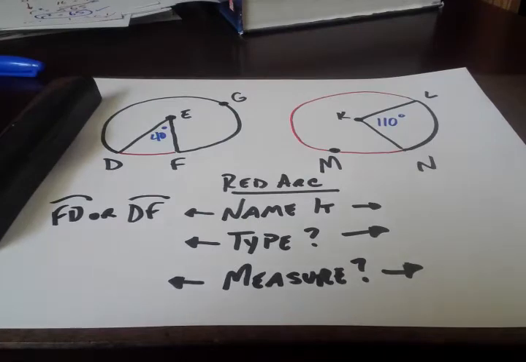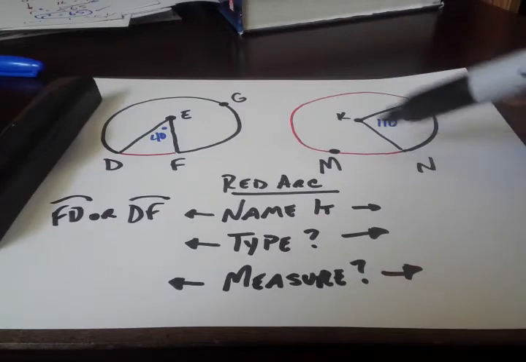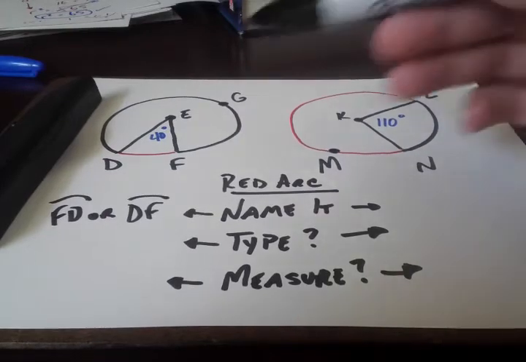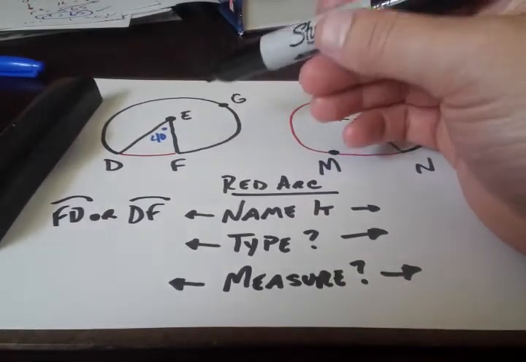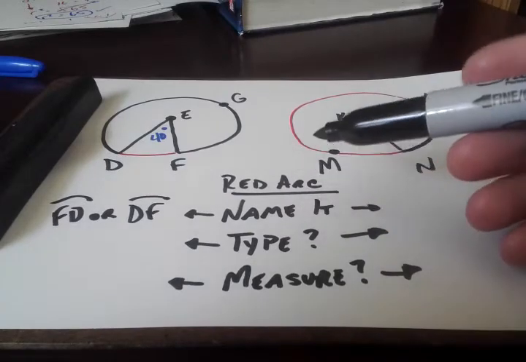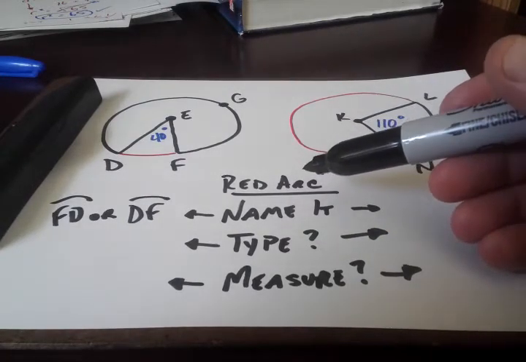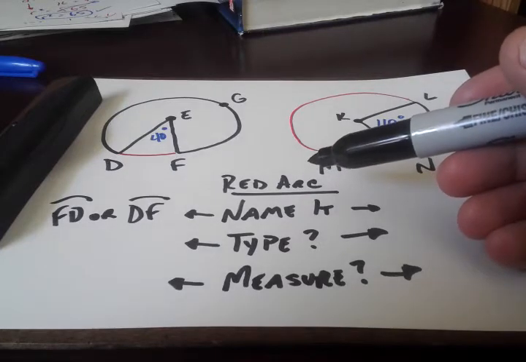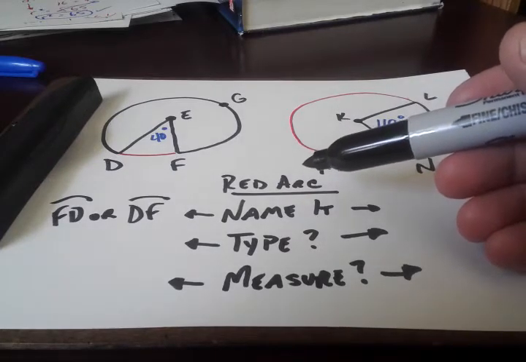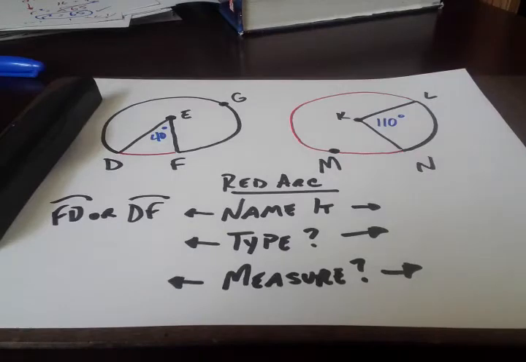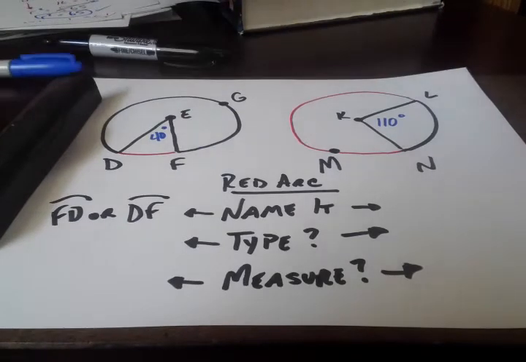We'll do the same thing for this one, but we'll get there in a second. Let's just stay on this circle first. So the type, we have 2 types of arcs. We have a minor arc and a major arc. They're pretty simple. Minor just means it's less than 180 degrees, and major means it is larger than 180 degrees. And 180 degrees we know is a line, right?